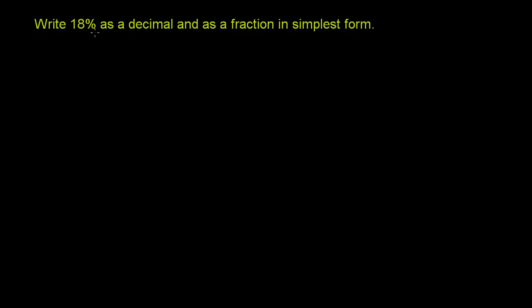Write 18% as a decimal and as a fraction in simplest form. So let's do it as a decimal first. 18% is the same thing as 18 per 100, or 18 percent. I'm actually separating out the percent word. It's normally one word, but I'm writing it as literally per cent. Cent means the same thing as 100. So this literally means 18 per 100.